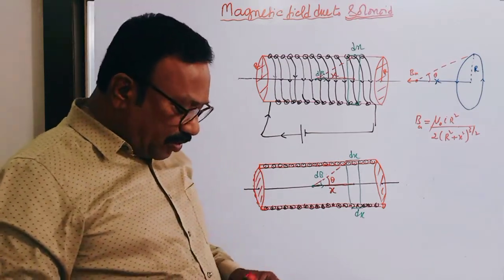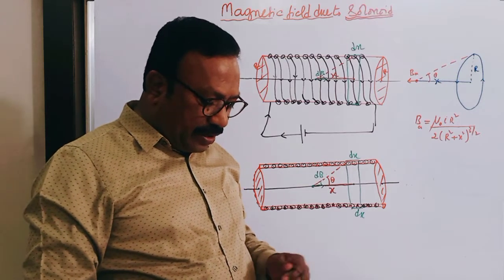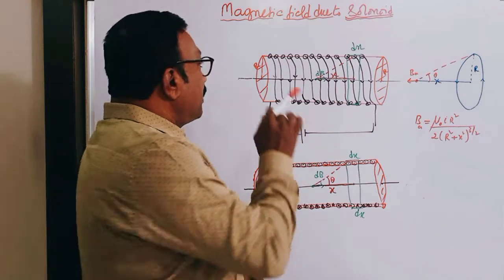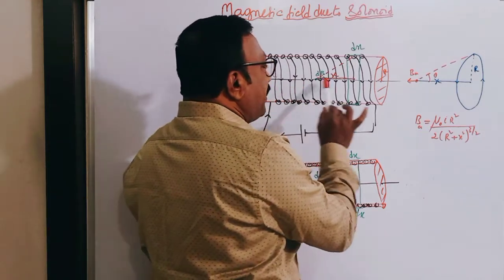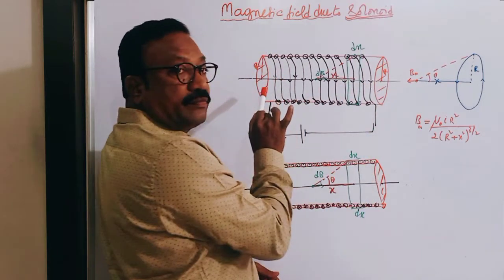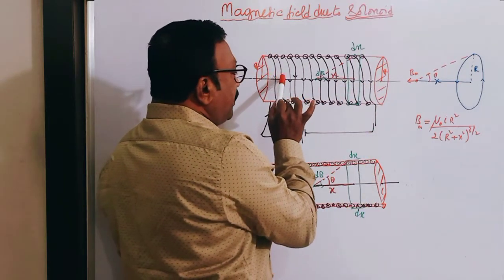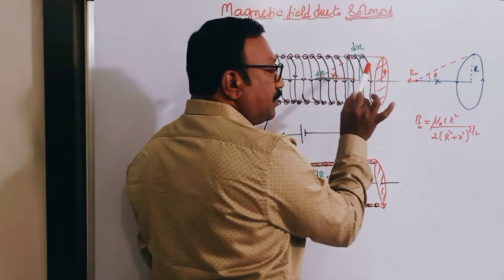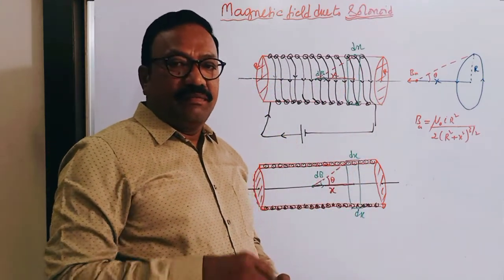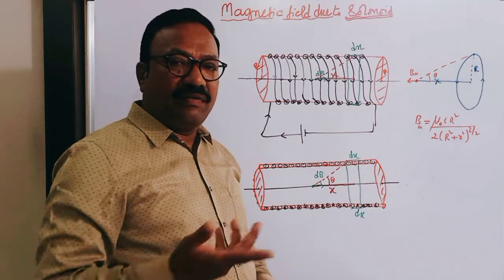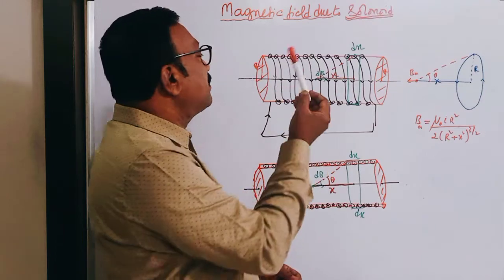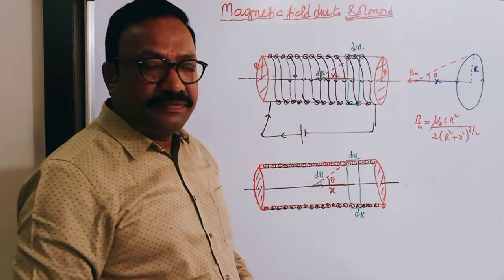See, in an ideal solenoid, the magnetic field on the axis will be uniform. That we will discuss later on. But in this solenoid, the magnetic field will be varying from point to point. The magnetic field at different points will be different in magnitude. Maybe the direction is the same, but the magnitude will be changing. Then such a solenoid cannot be taken as an ideal solenoid.